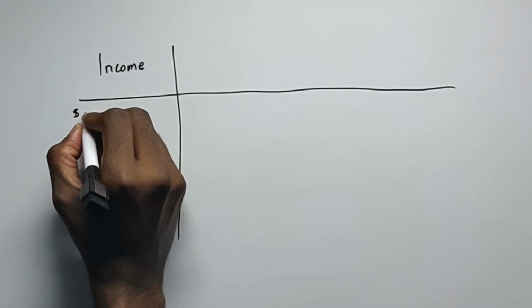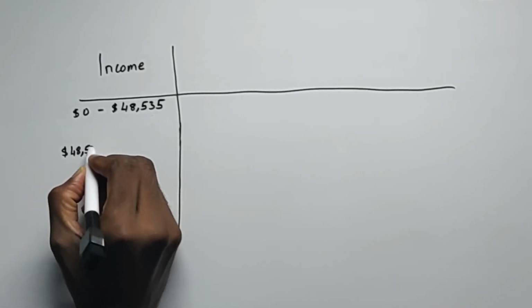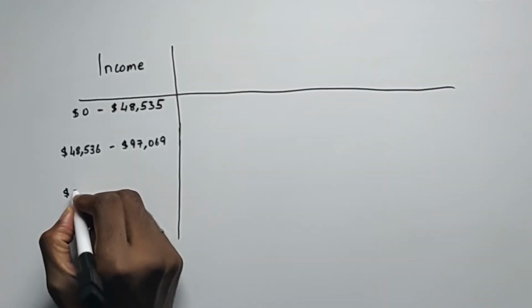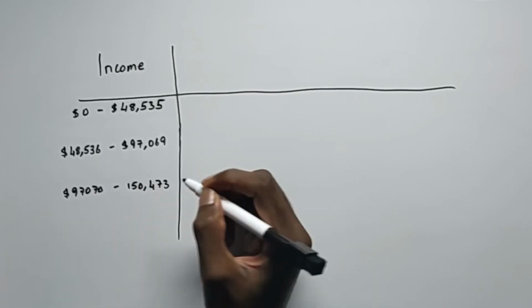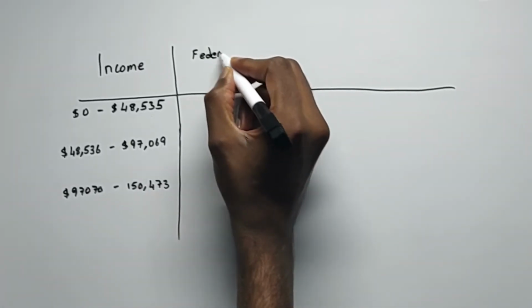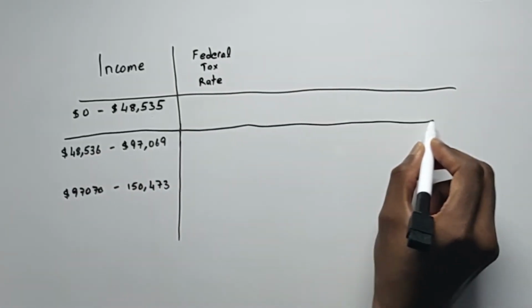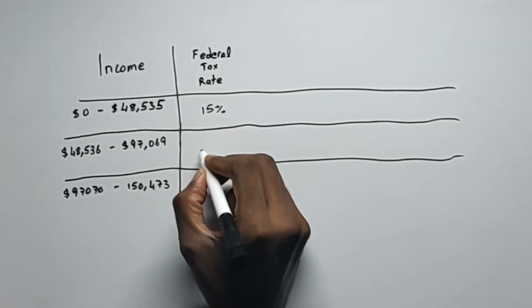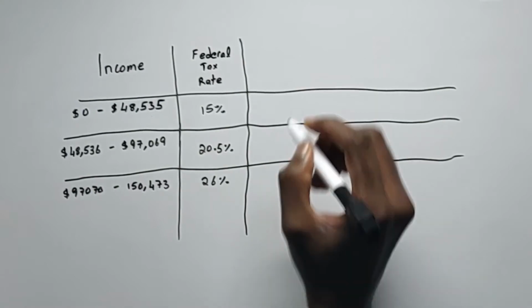Let's look at an example. The amount of tax that you pay depends on how much money that you make and which tax bracket you fall under. If you make between $0 and $48,535, the federal income tax rate is 15%. If you make between $48,536 and $97,069, your federal income tax is 20.5%, so on and so forth.